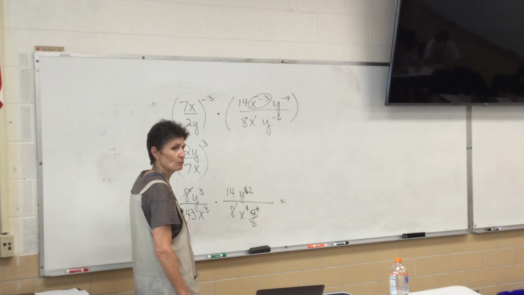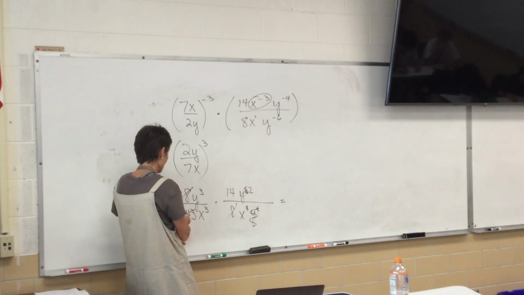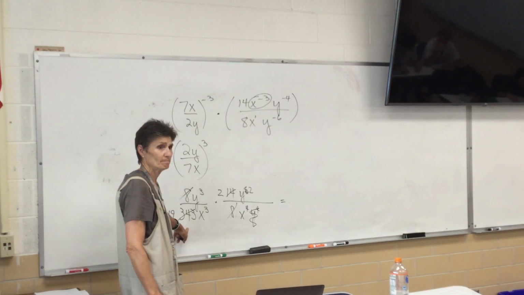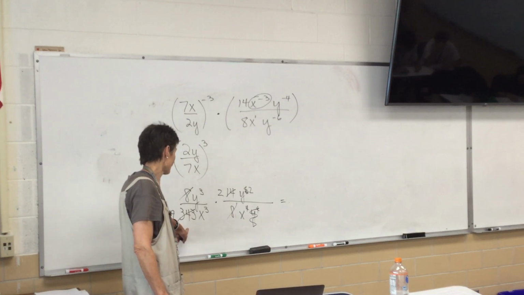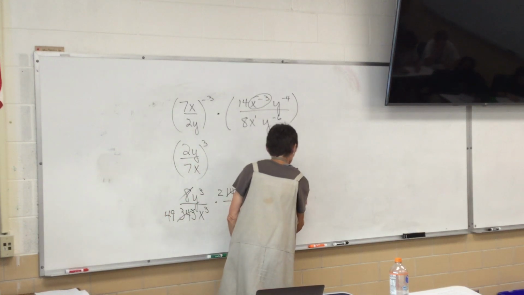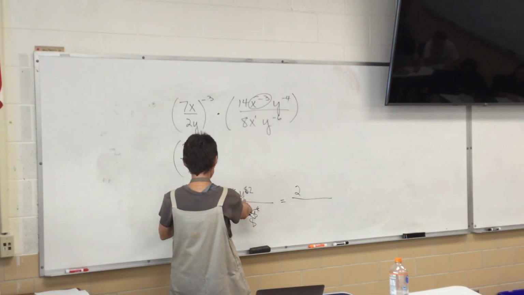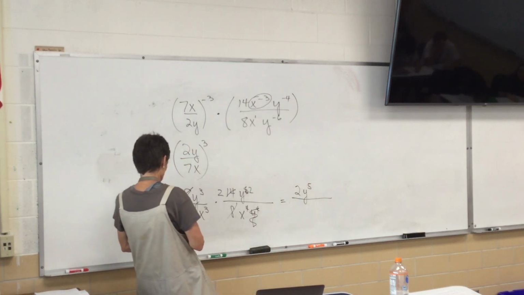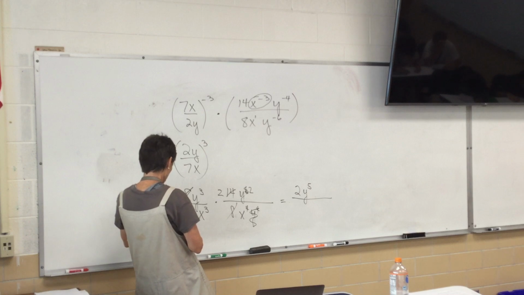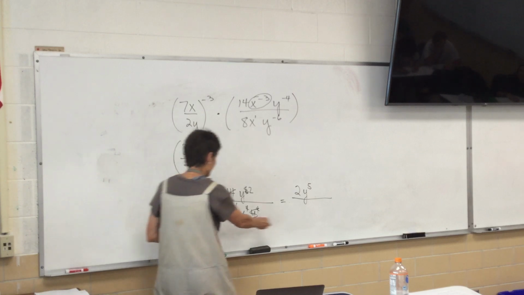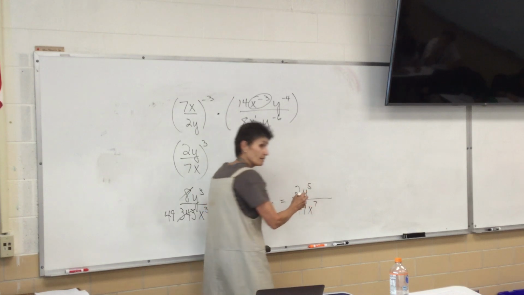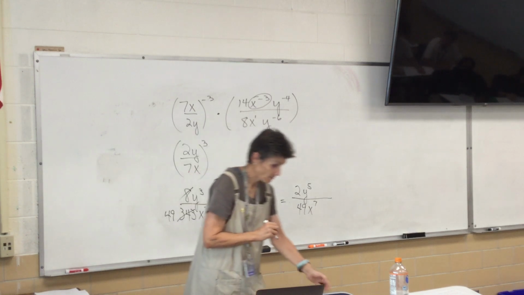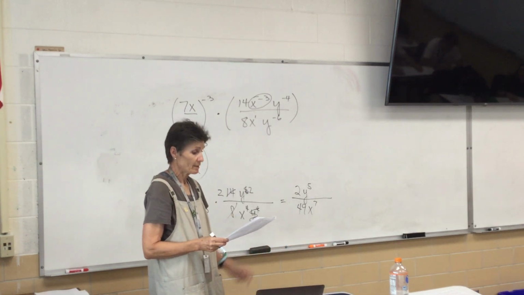343 was 7 cubed. Yeah. So I'm gonna take a 7 out of that and a 7 out of this. Does that make sense to everybody? So it looks like on the top I got a 2 and a y to the 5th. And on the bottom, I've got a 49 x to the 7th. Whoa, what a mess that was. Everybody okay? All right, try the next one on your own.